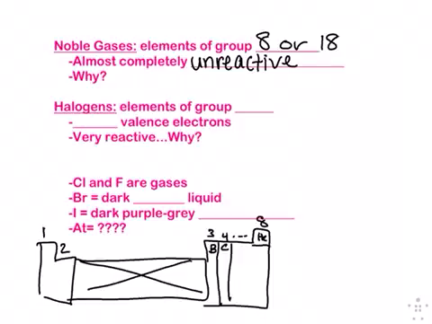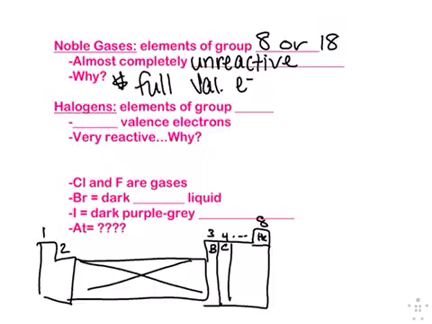Why would that be? Because, good, Daniela, because of the full valence shell. Having a not full valence shell makes elements reactive. So if the valence shell is full, there are no reactions. There's no electrons to do anything exciting with.